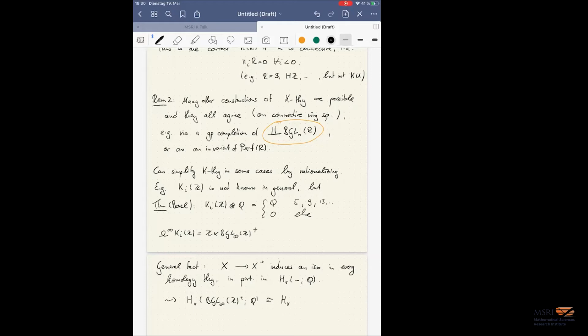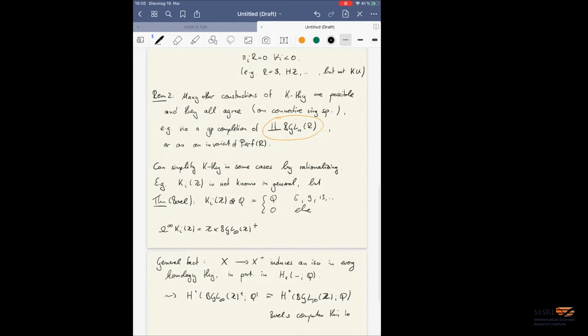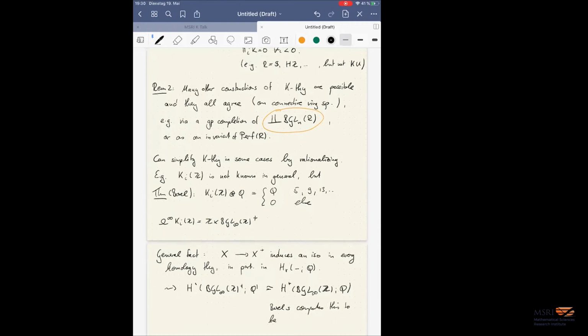It's the same as BGL infinity Z without the plus. And Borel shows, or let me make the statement with cohomology, this would also be possible, computes this to be an exterior algebra.